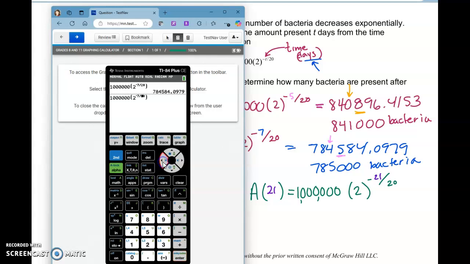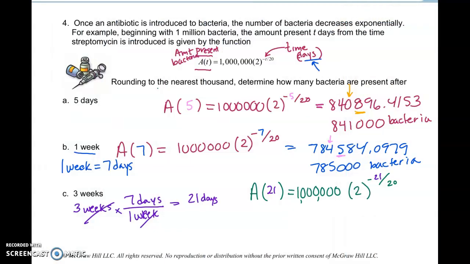1 million's already there. The 2's already there. I'm just going to change this to 21. Now I know there's not a digit there, so I'm going to hit second delete so that I can insert. And so here's my answer for part C.